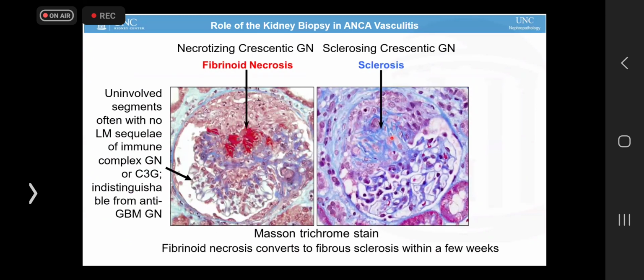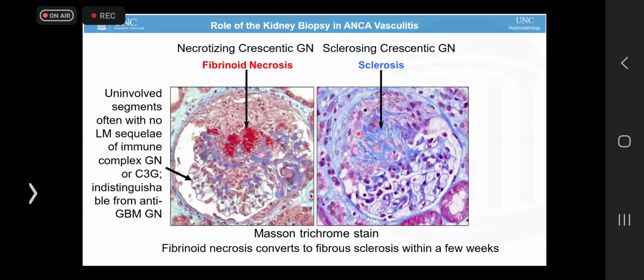Within a week or two, in our animal model, in just a week, the fibrinoid necrosis is replaced by collagenous matrix as a scar, and the cellular crescents evolve through fibrocellular to fibrous crescents. So if on a biopsy from a patient, you have a significant proportion of glomeruli with segmental scarring, that doesn't necessarily mean the disease is months earlier. It can mean that those sites of injury occurred just a few weeks earlier.